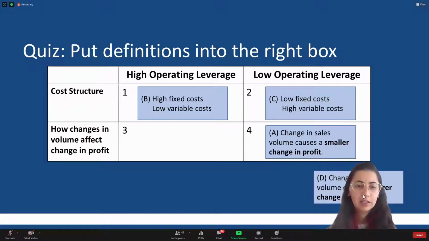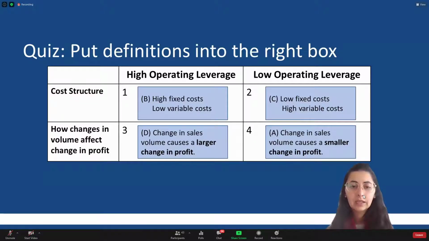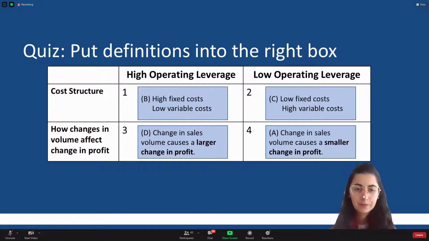And finally, in box D, 79% said it is box 3, and that is the only one that we have remaining, and that is also correct. So when change in sales volume causes a larger change in profit, it is a case of high operating leverage. Very good. Any questions?